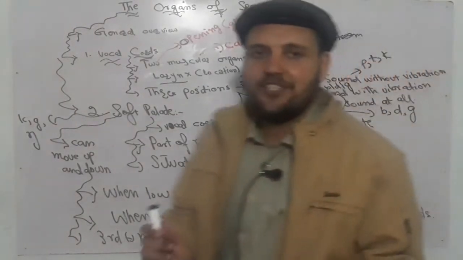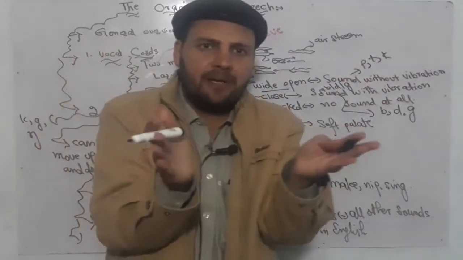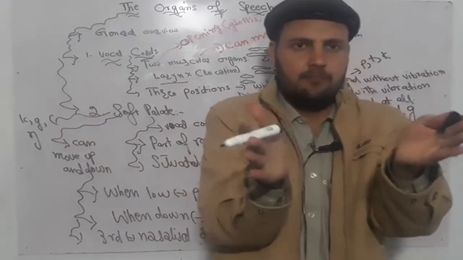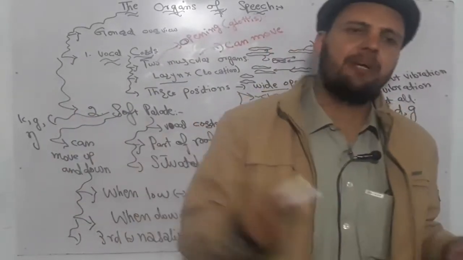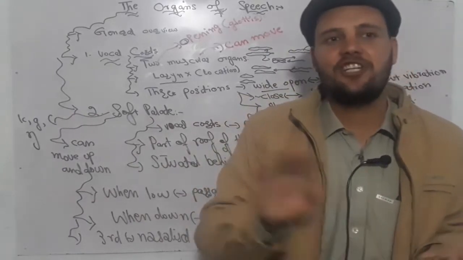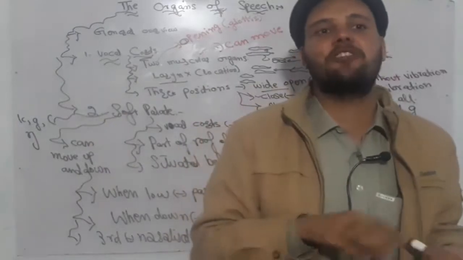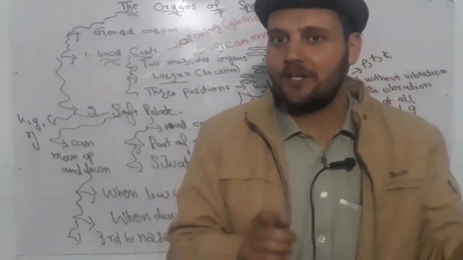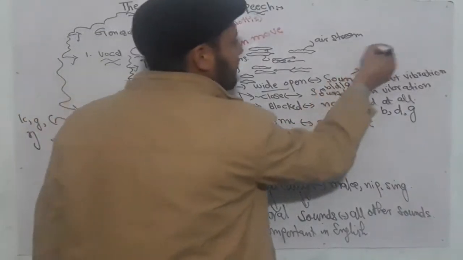The third position is this one. When the vocal cords are wide open, they give a good amount of space to the airstream, which goes through and is not disturbed by the vocal cords. So then we say that the sound is produced but without vibration. What are the examples of this position? The examples of this position are these three sounds.